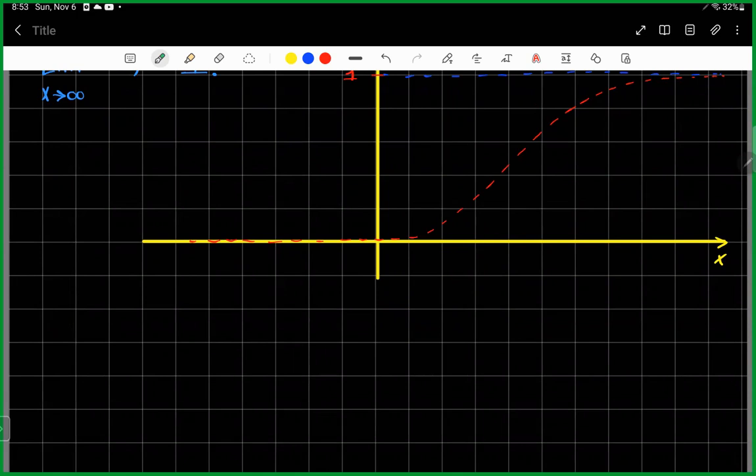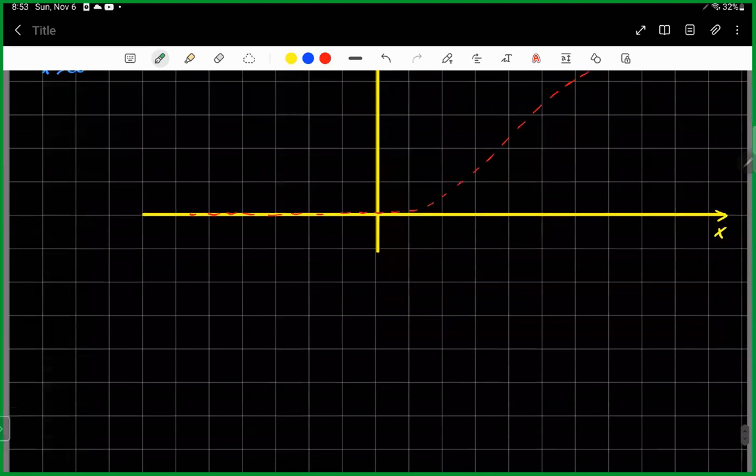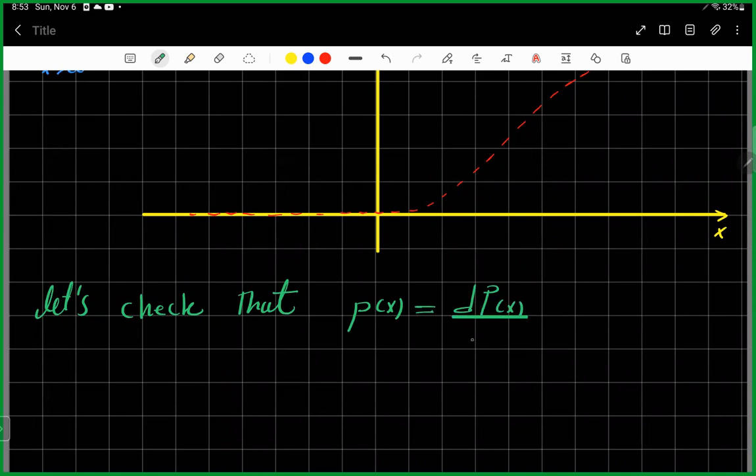So let's remember that this has to add to 1. So let's check that assumption. Let's check that the probability density function should be equal to the derivative of the cumulative probability function. Okay.